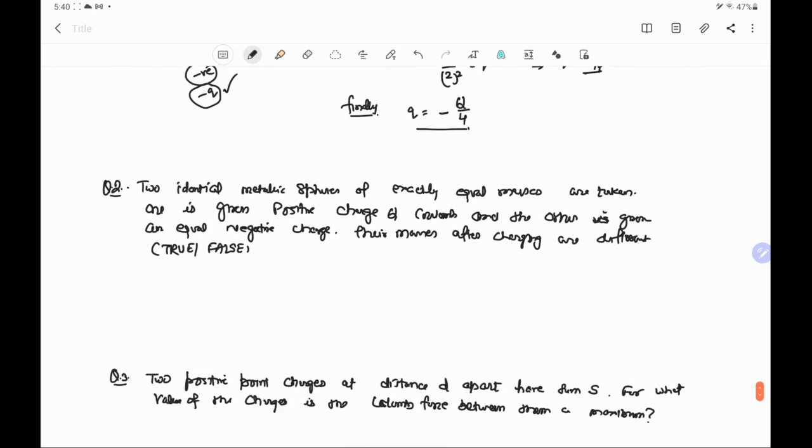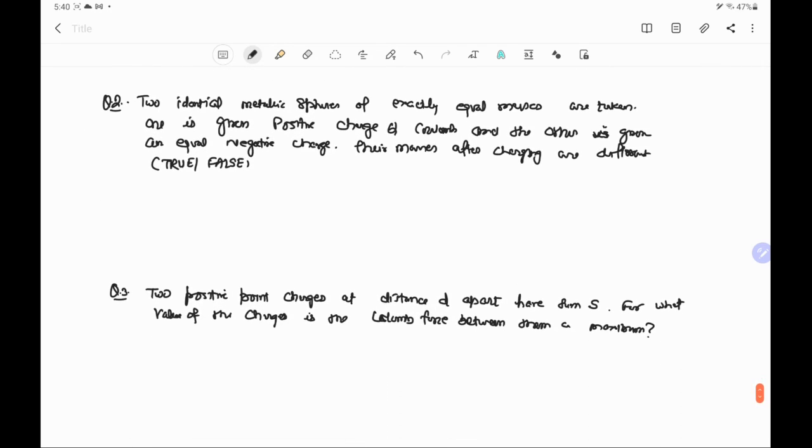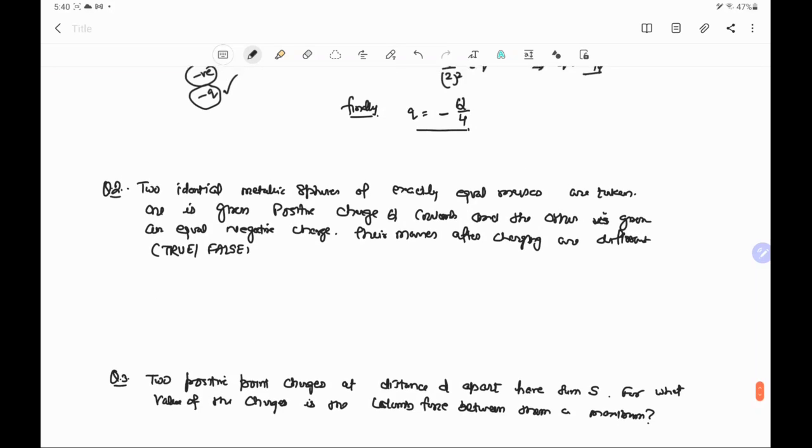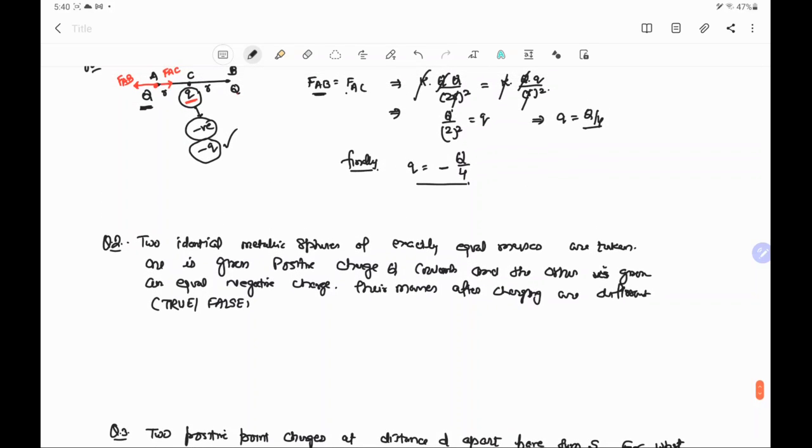Next question. Two identical metallic spheres of exactly equal masses are taken. One is given a positive charge Q coulomb, and the other is given an equal negative charge. Their masses after charging are different. We have to tell whether it is a true or false statement.